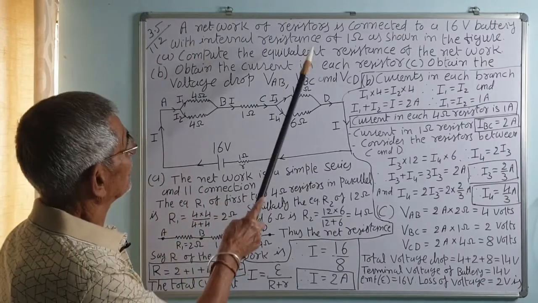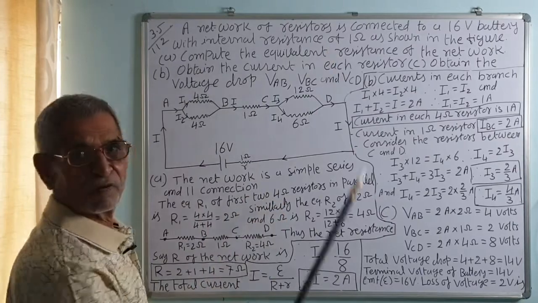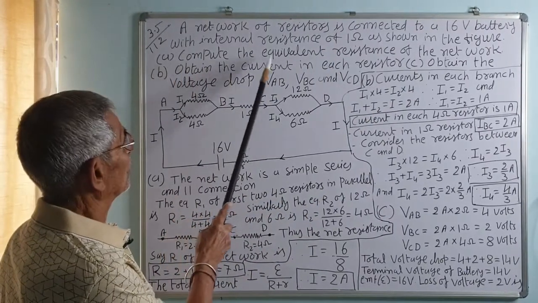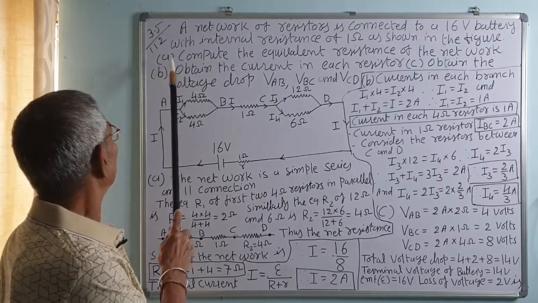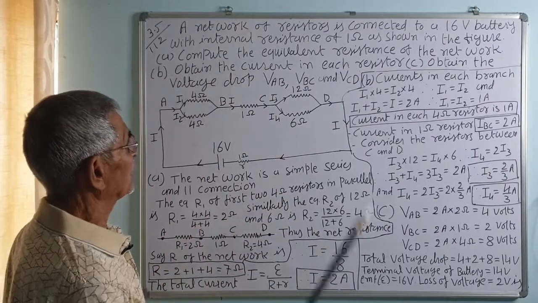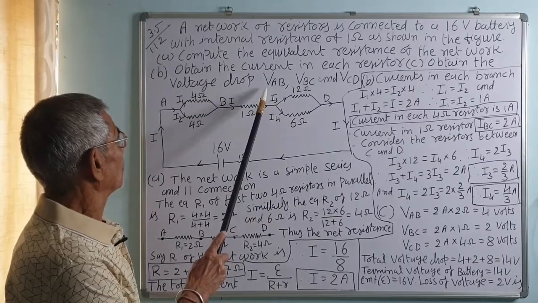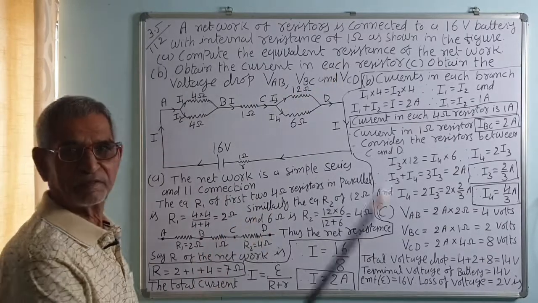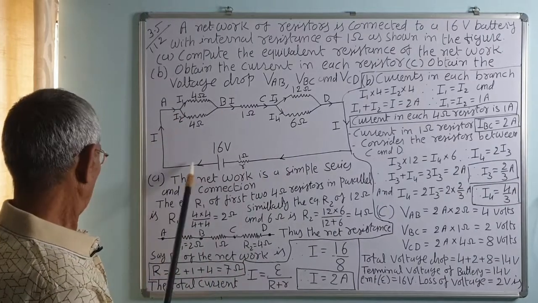A network of resistors is connected to a 16 volt battery with internal resistance of 1 ohm as shown in the figure. First, compute the equivalent resistance of the network. Second, obtain the current in each resistor and obtain the voltage drops across AB, BC and CD, that is VAB, VBC and VCD. This is the network given.